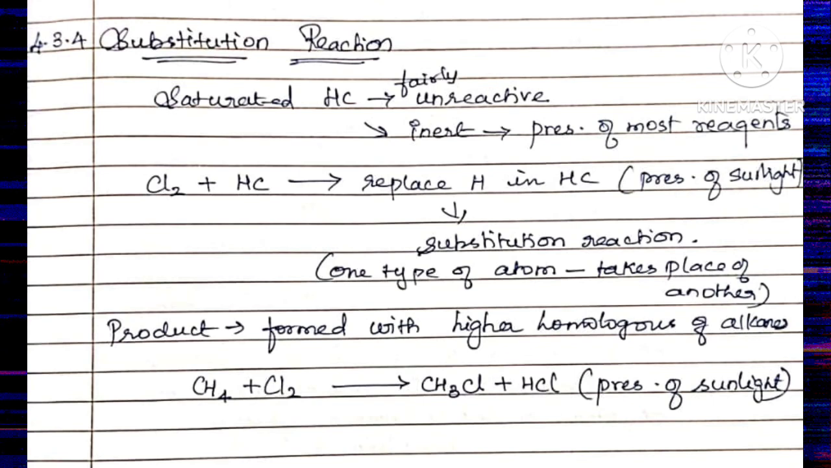Coming to the substitution reaction, it is nothing but the replacement of a hydrogen atom in the hydrocarbon by chlorine. We can see the reaction here. Methane plus chlorine gives rise to chloromethane plus hydrochloric acid in the presence of sunlight. This is called a substitution reaction.